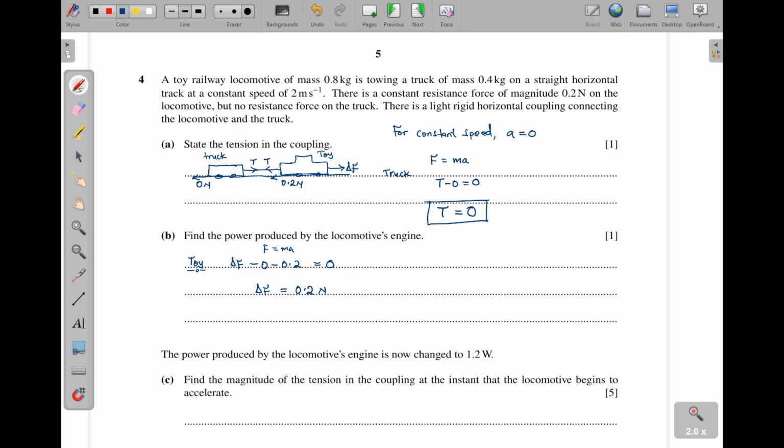For constant speed, you should know that the driving force is equal to the resistance force. And we know that power is equal to the driving force times velocity. Or you can say it is the rate of doing work. Force times distance is work, then divide by time. But distance over time is speed, so that's why we say force times the speed. We have the driving force 0.2, times the speed, which was given as 2. So when you multiply these, your answer is going to be 0.4 watts.